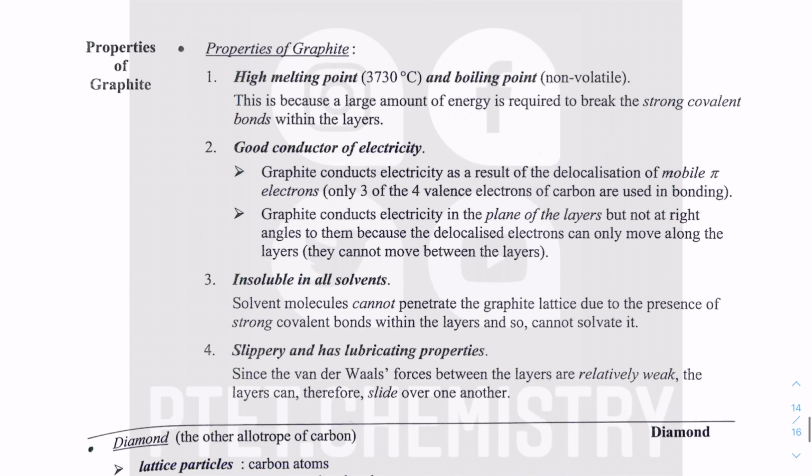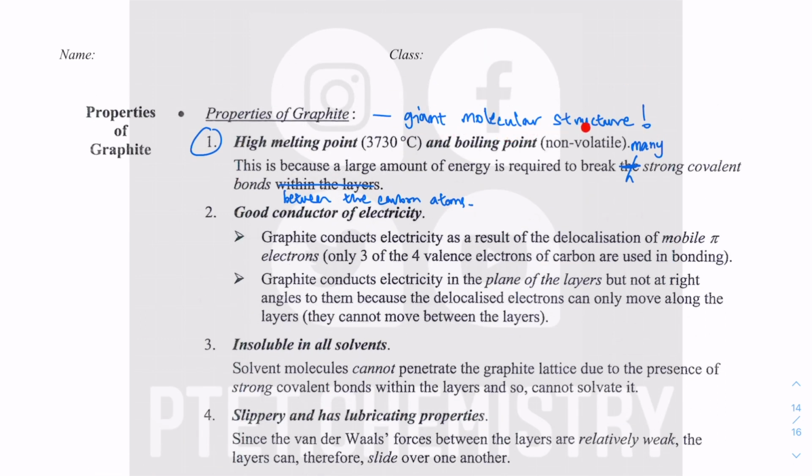As I mentioned just now, graphite has very high melting and boiling points because you need to break many strong covalent bonds between the carbon atoms. So do change your notes a little bit. Within the layer might not be that clear without emphasizing that you have to break the many strong covalent bonds, but this is a result of graphite having a giant molecular structure. The question will always say in terms of structure and bonding. So you will first start off by saying graphite has a giant molecular structure. Therefore, you need a large amount of energy to break the many strong covalent bonds between the carbon atoms. Therefore it has high melting and boiling points.